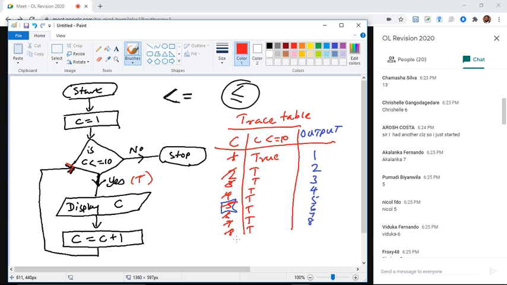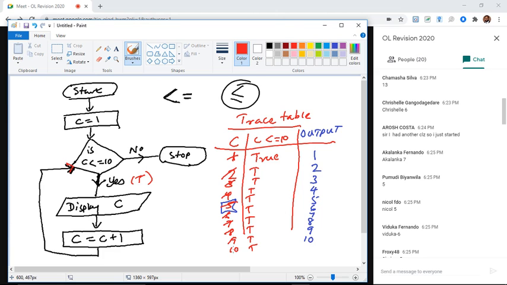Now increasing by 1, 9. True. So it has to display C. Now it's 9. Again increasing by 1, it will be 10. Is C less than or equal 10? Yes, true. So what will happen? Display C. It will be displaying 10.